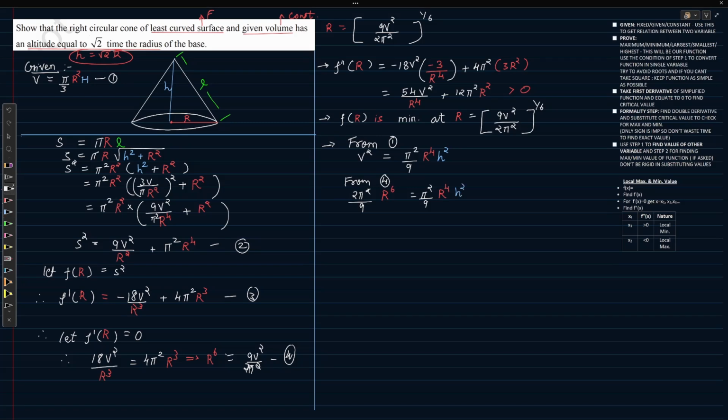pi square upon 9 will get cancelled out. r raised to 4 will get cancelled out and we will get r square. So finally we'll get h square equals 2 times r square. Taking the root on both sides, h becomes equals to root 2 times r, which proves our question.